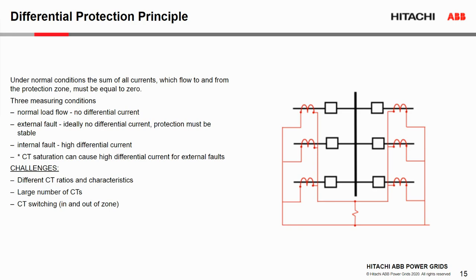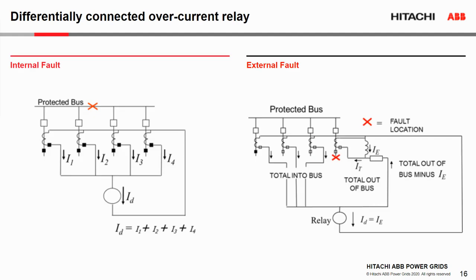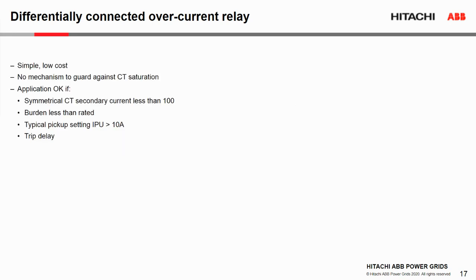Okay. First is a very simple scheme, the differentially connected overcurrent relay. Basically, it's an overcurrent relay, however you sum the external circuits externally and connect them into the relay. The advantage of this is the simplicity of this type of scheme. The disadvantage is that there's no built-in curve or slope to overcome any CT saturation situation. So you need to be very careful during the design stage about the fault level that you will be encountering.